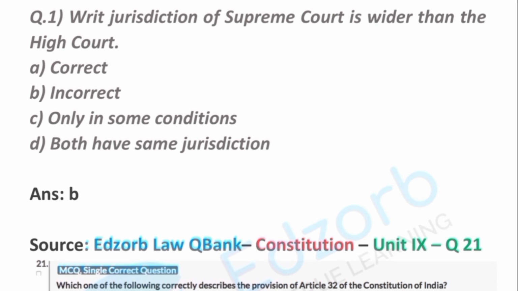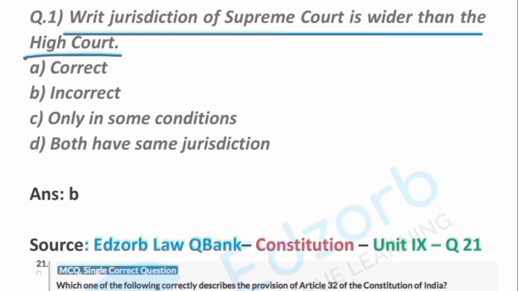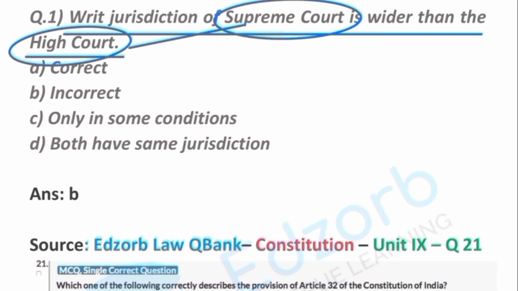So you open the question paper and the first question is a statement. Now quick tip, whenever you come across such statements, always read them twice. So the statement here is, writ jurisdiction of the Supreme Court is wider than the High Court. Now the obvious confusion is because there is a comparison between Supreme Court and the High Court, and one may be naturally inclined to think that Supreme Court is having the wider jurisdiction.